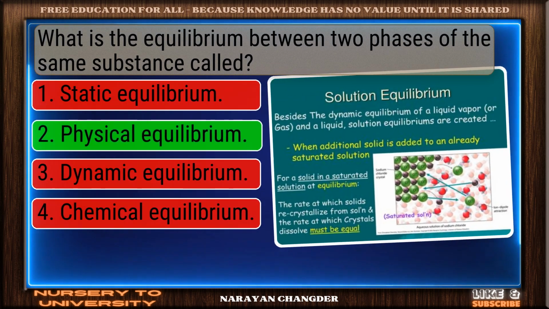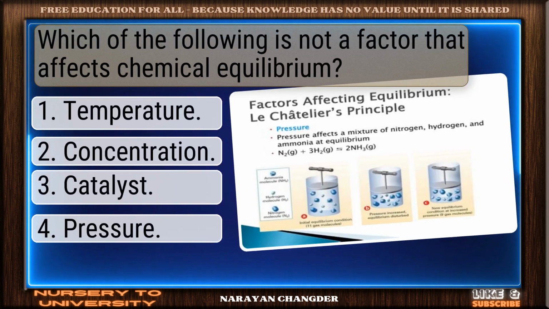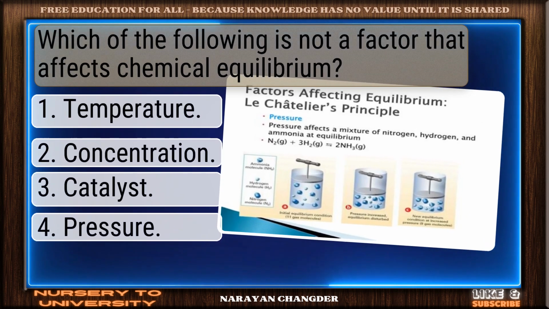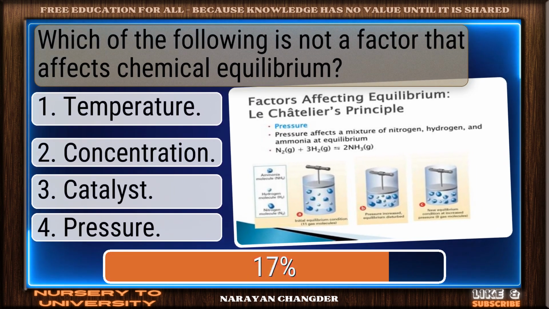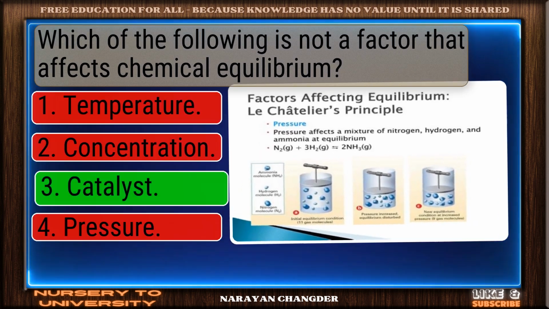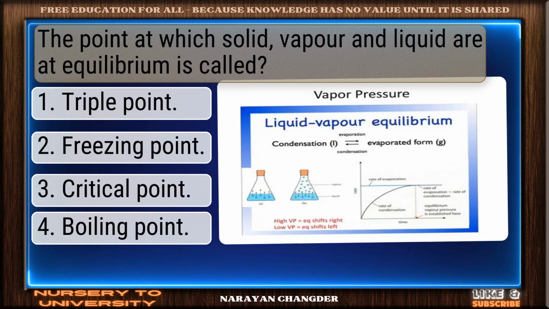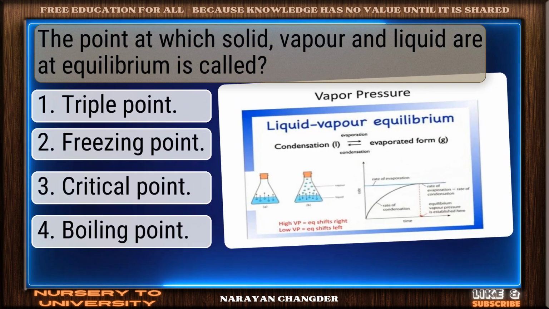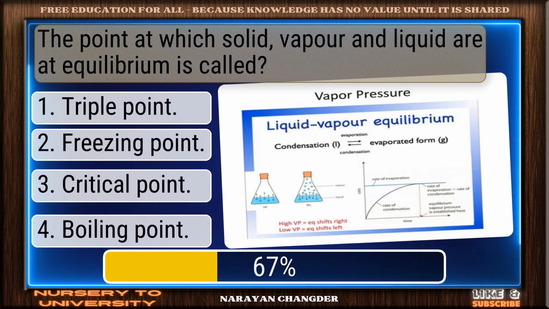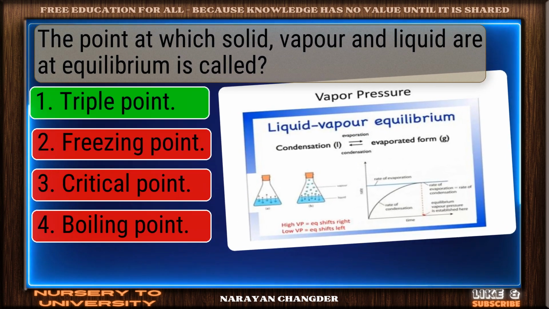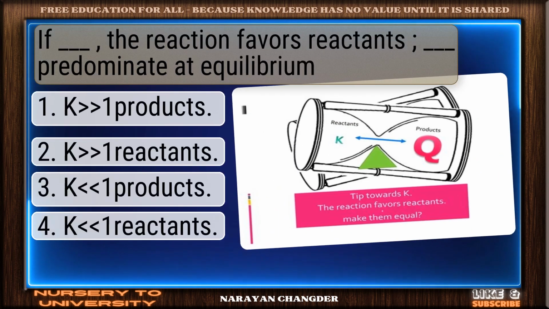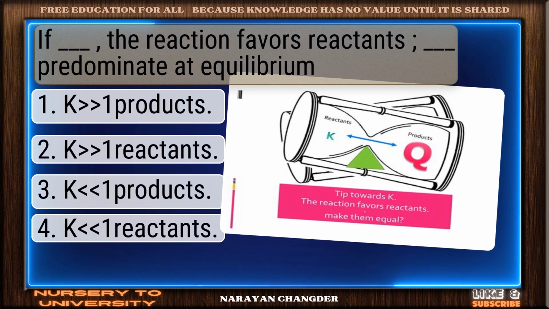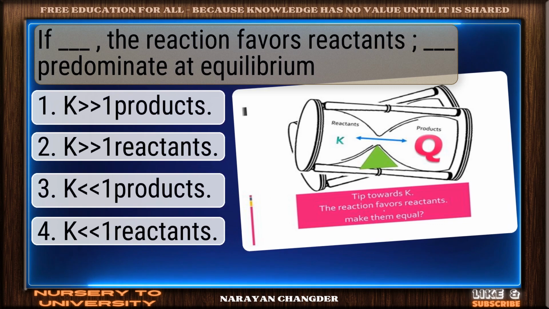Spot on. Physical equilibrium. Which of the following is not a factor that affects chemical equilibrium? That's it. Catalyst. The point at which solid, vapor, and liquid are at equilibrium is called. Clear and correct. Triple point. If dash, the reaction favors reactants, dash predominate at equilibrium.